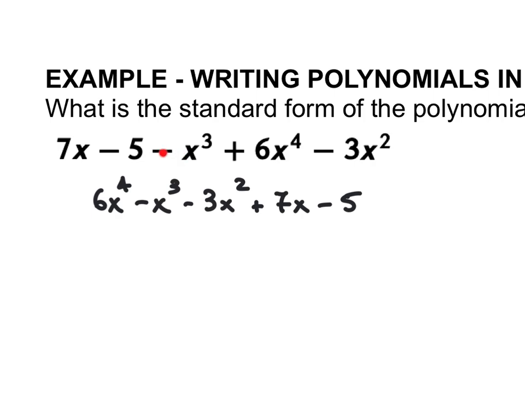Notice that the sign, whatever is in front of my term, follows, okay? So because this is a minus x cubed here, that negative is going to stick with it. Just as it was minus 5 here, that negative is going to stick with that negative 5, and the negative 3x squared goes here, okay? And because you have just a 7x, there is no plus in front of it. We assume it's positive, so we're just going to put plus 7x.